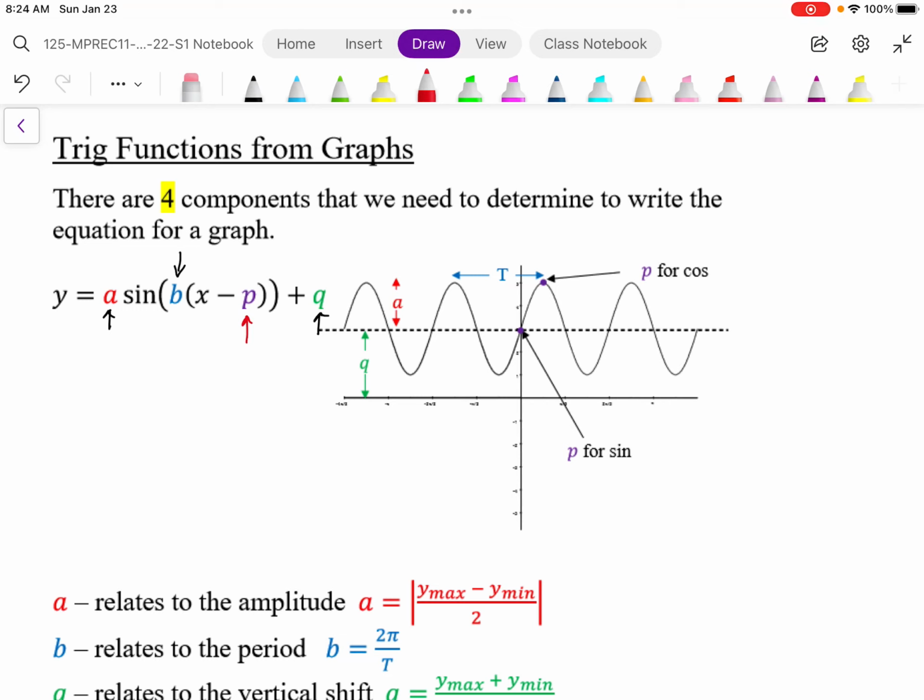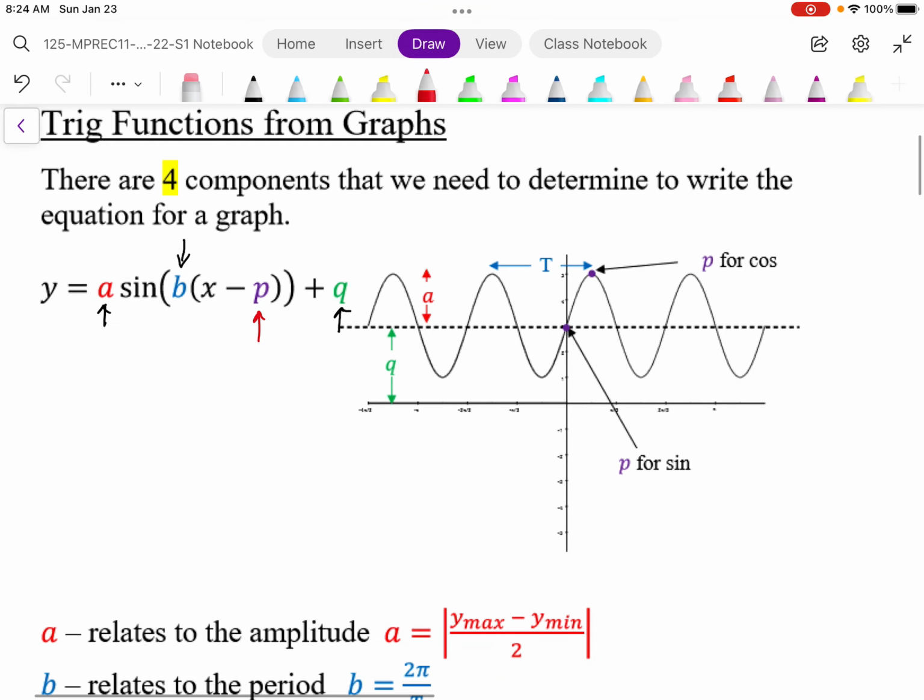What's different is the horizontal shift, depending on if we want to write this function in terms of cosine or in terms of sine. So to generalize then, for cosine, which is easier, we want to use one of the max points for the horizontal shift. For sine, we want to use one of the middle points. So this middle point here, going to the right up, is the starting point for a sine function. So that ends up being the horizontal shift for sine.